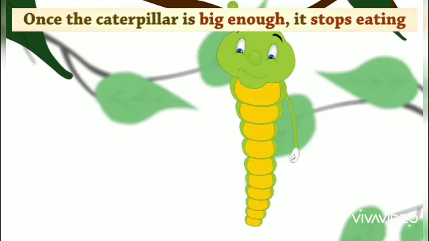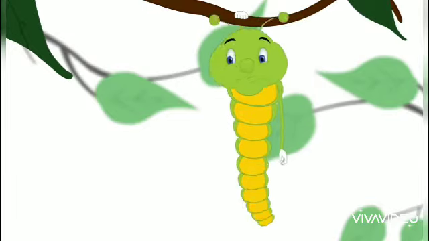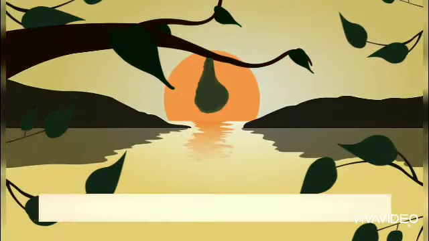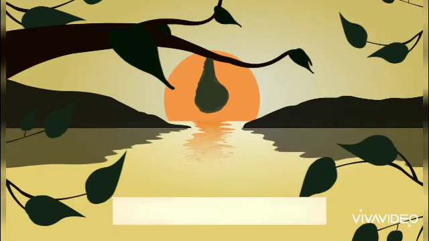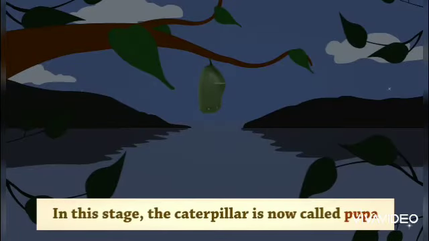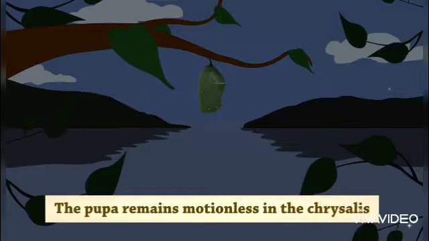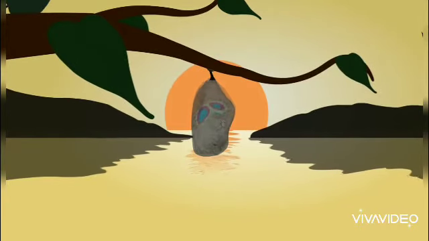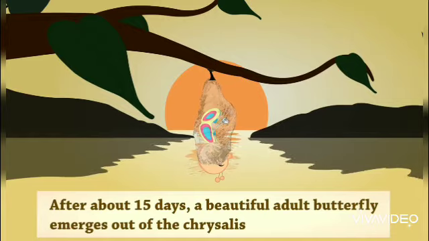Once the caterpillar is big enough, it stops eating. It then forms a protective layer around itself. This stage is called chrysalis. In this stage, the caterpillar is now called pupa. The pupa remains motionless in the chrysalis. Inside the chrysalis, the pupa undergoes a series of changes. After about 15 days, a beautiful adult butterfly emerges out of the chrysalis.